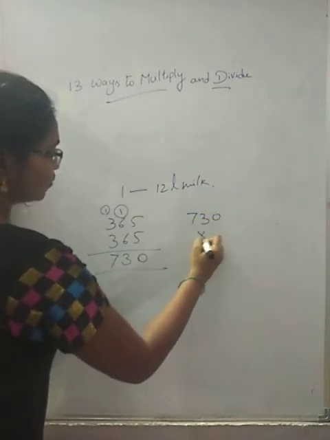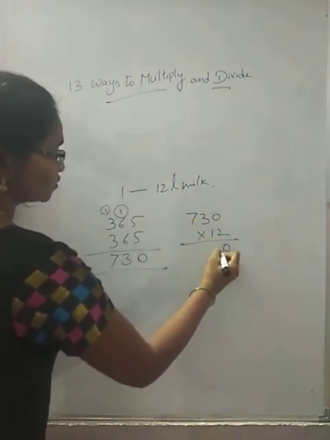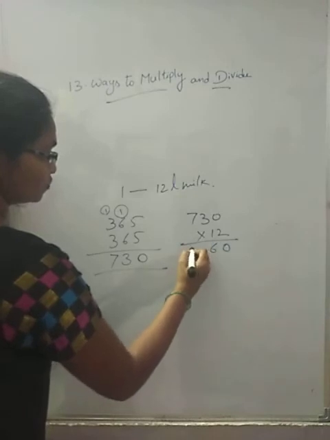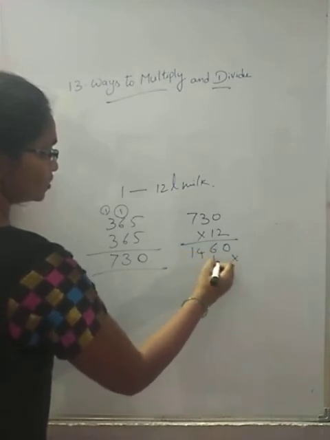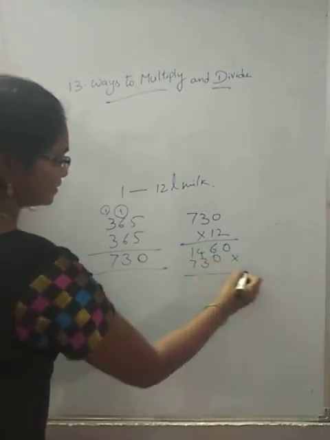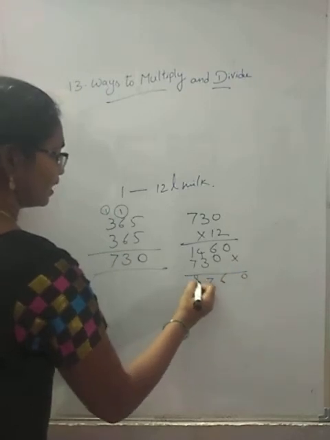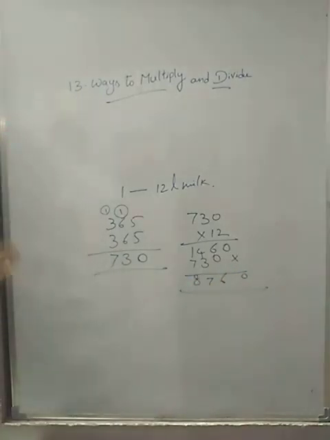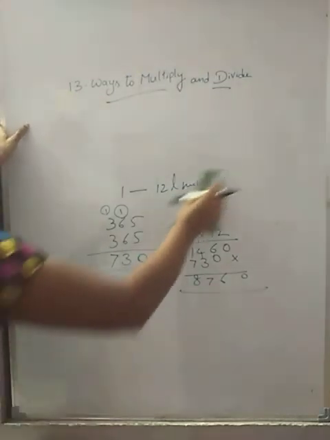730 days into 12 liters. 2 3s are 6, 2 4s are 8... 1 7s are 7. 8,760 liters of milk the elephant is drinking. Okay.